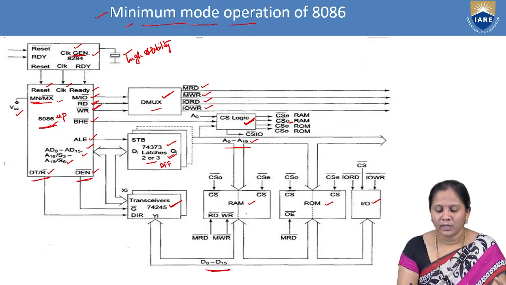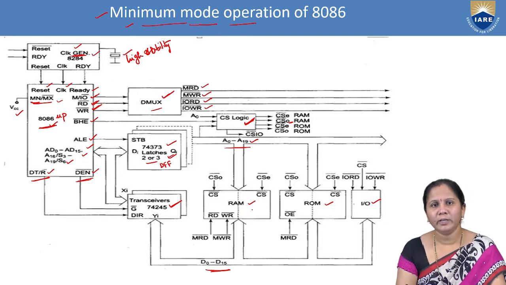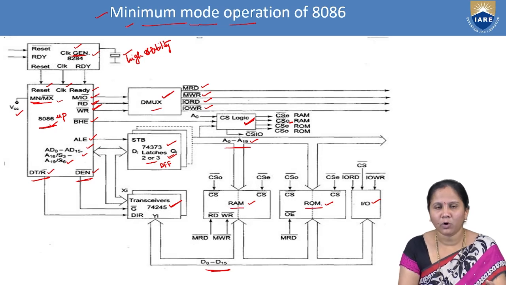And the next two components that are available here are memory. Here we have RAM and ROM.